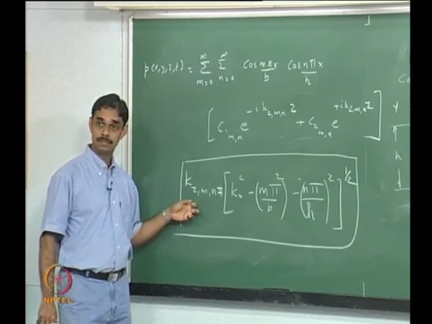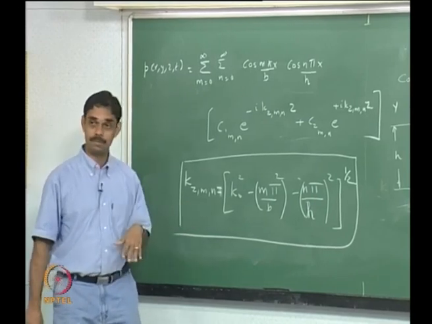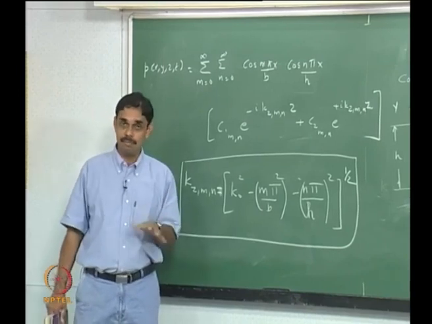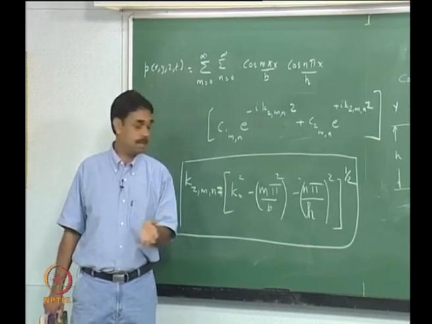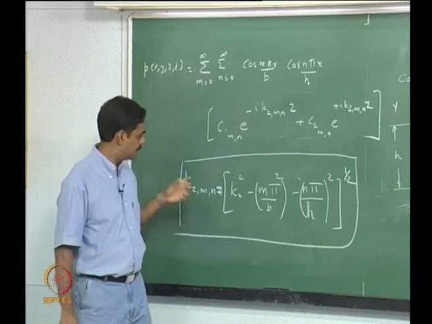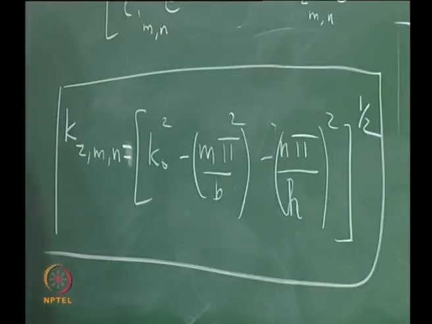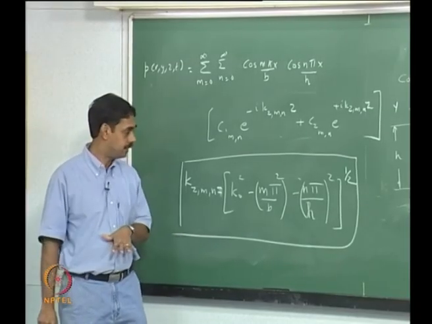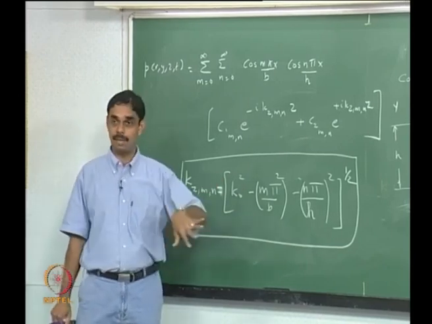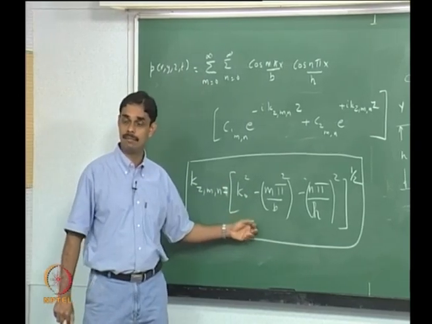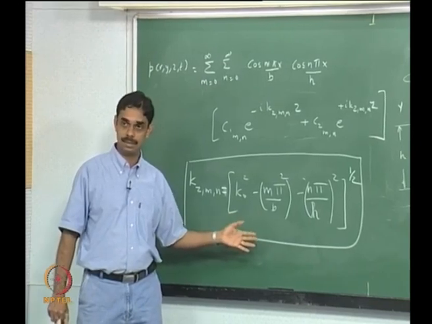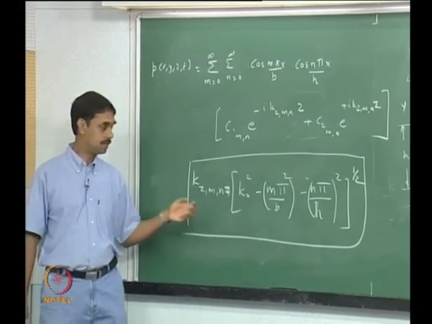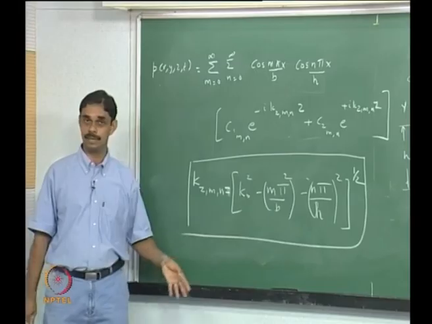It will not be periodic anymore. e power I k z times z will work kind of like e power alpha z, which will be like exponential decay. And so we will see in the next class under what conditions you will have a periodic solution, under what condition we will have a decaying solution, and therefore this will relate to which modes can propagate and which modes cannot propagate. So I will stop here. I am out of time.